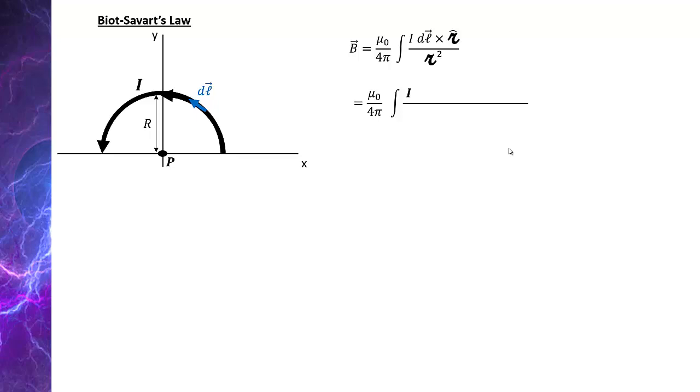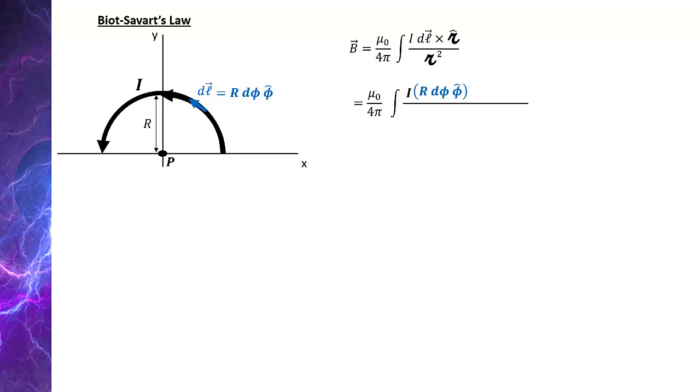I is just the current I, it happens to be a constant, so we're just going to put it there. But dl is pointed in the phi direction, and so we should have r dφ φ-hat for the dl vector. So r dφ is the little bit of length, and then φ-hat gives us the direction.